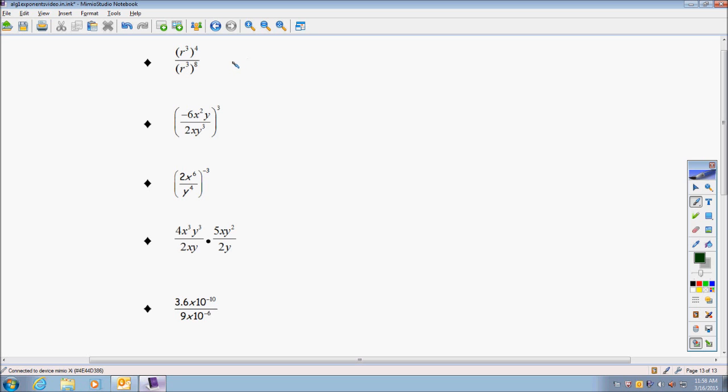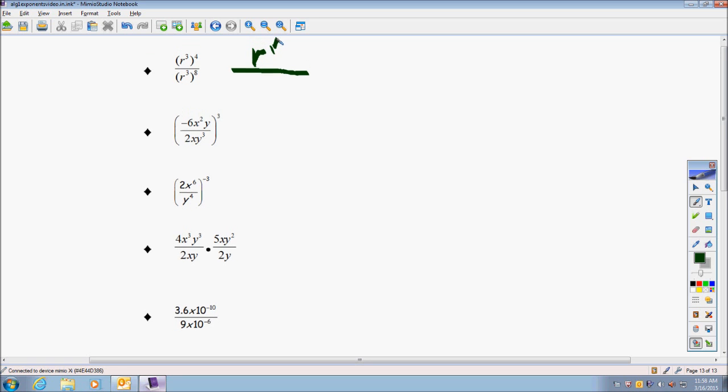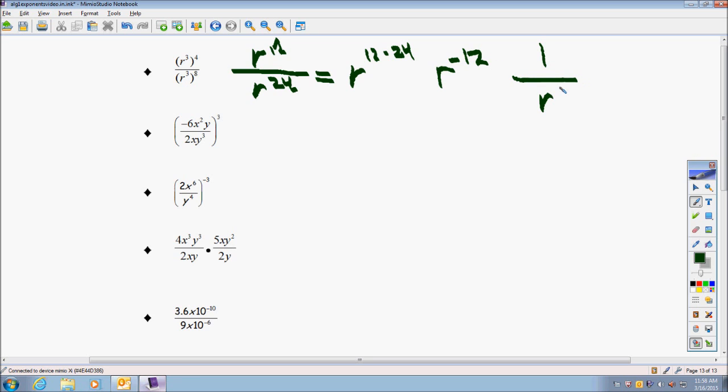All right, what we want to do is r, 3 times 4 is 12. So r to the 12th over r to the 24th. Bases are the same, so we can go 12 minus 24, which is r to the negative 12, which becomes 1 over r to the positive 12. That's it.